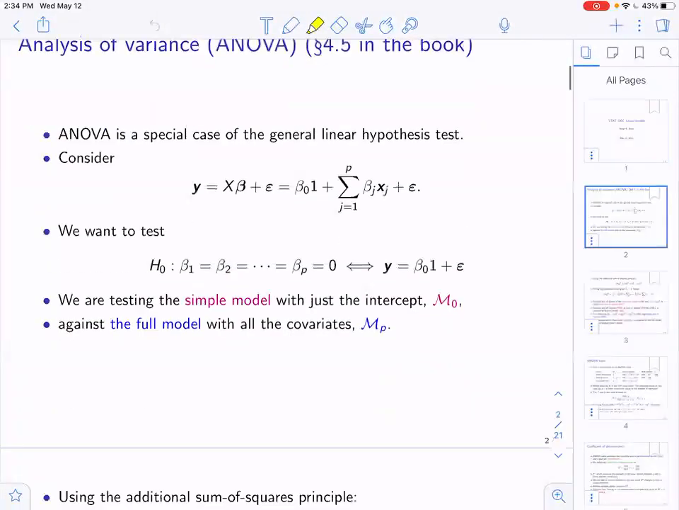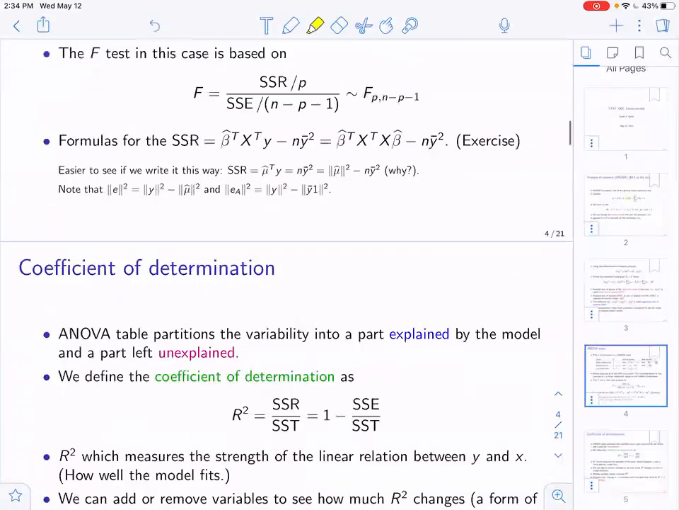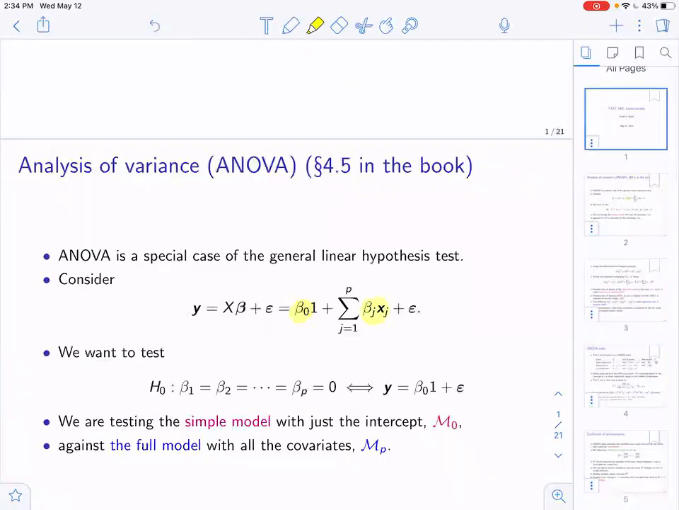Sets of slides. So analysis of variance, or ANOVA as your book calls it, is just a special case of linear regression. Let's say you have an intercept, and then you have these covariates. This is our general setup, and your null hypothesis tests whether all these betas, except the intercept, are 0. The reason this is interesting is that the intercept is like the default.